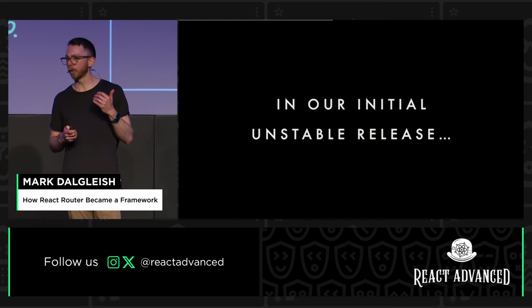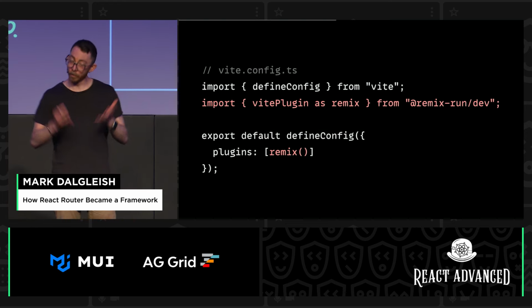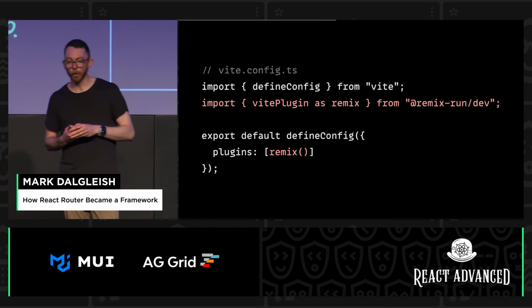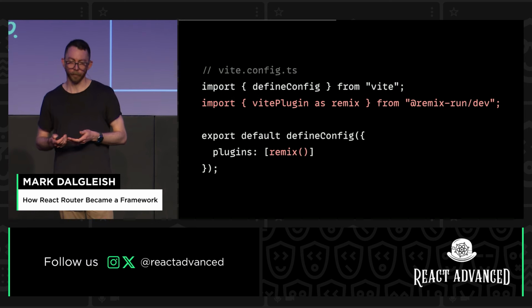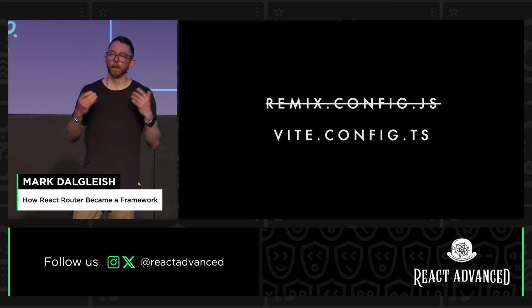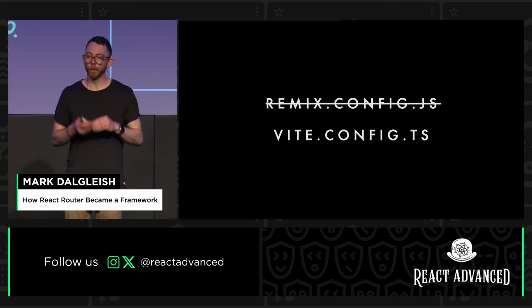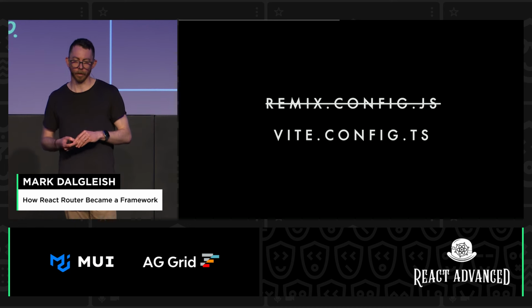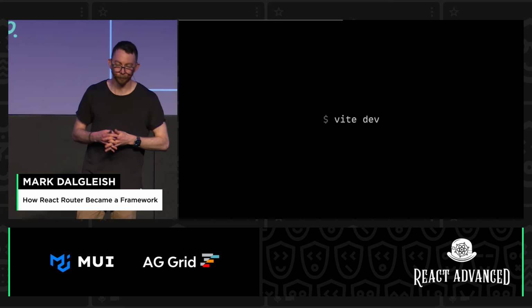And so in our initial unstable release, this is what it looked like. You would have your Vite config written in TypeScript, which is great. Not something you could do in Remix at that point. And you would bring in the Remix plugin and add it to the plugins array in your Vite config. That meant that no longer was there yet another dedicated config file in your project. You would just hook into the existing Vite setup that you might already be using. So you've got your vite.config.ts sitting there.